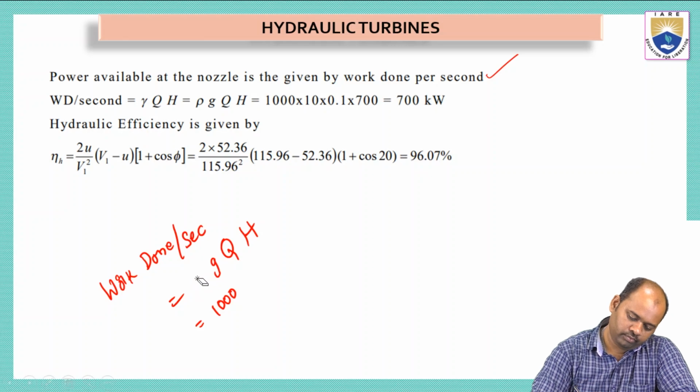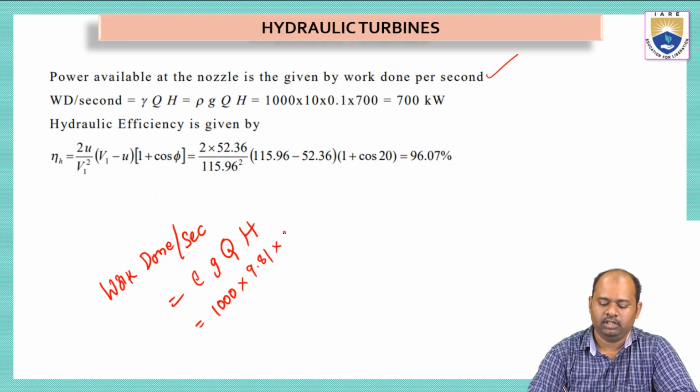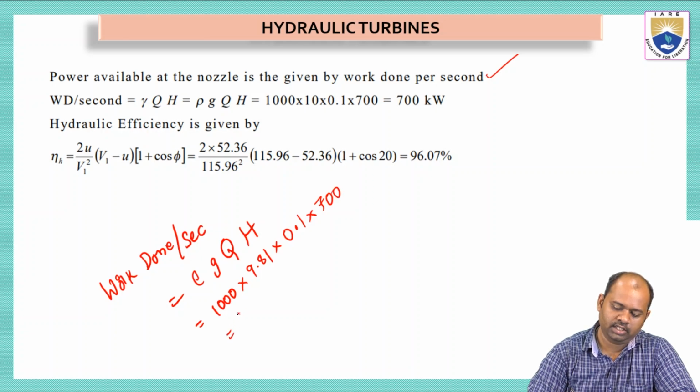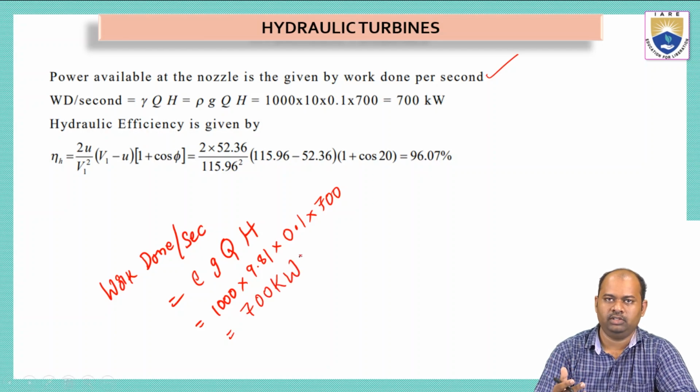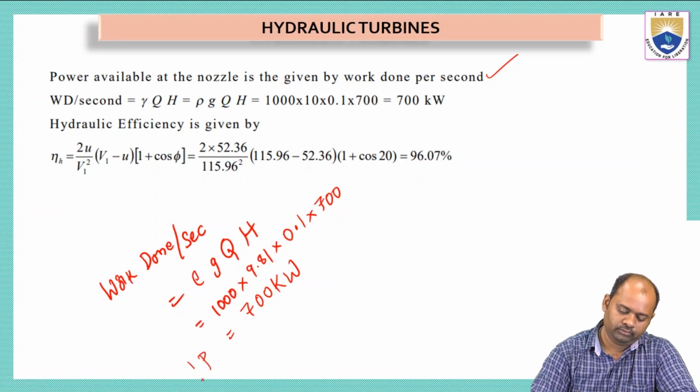This is rho multiplied by gravity, 9.81 meters per second square. Q is the discharge of water that is coming out of the turbine, coming out of the nozzle. This is also given in the question, that is 0.1, and H is the head of water that is taken now, 700. With this we can get the value of power as around 700 kilowatts. So by using a simple calculation we can get this power. Okay, so this is power, work done per second.